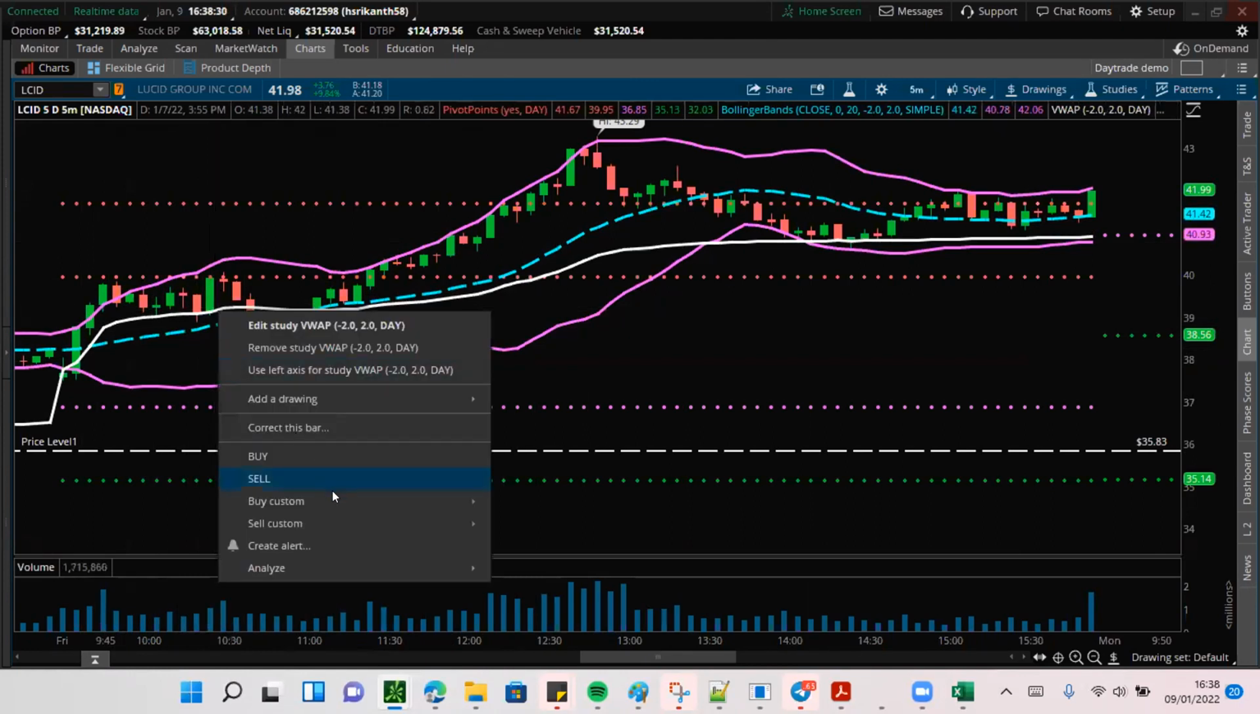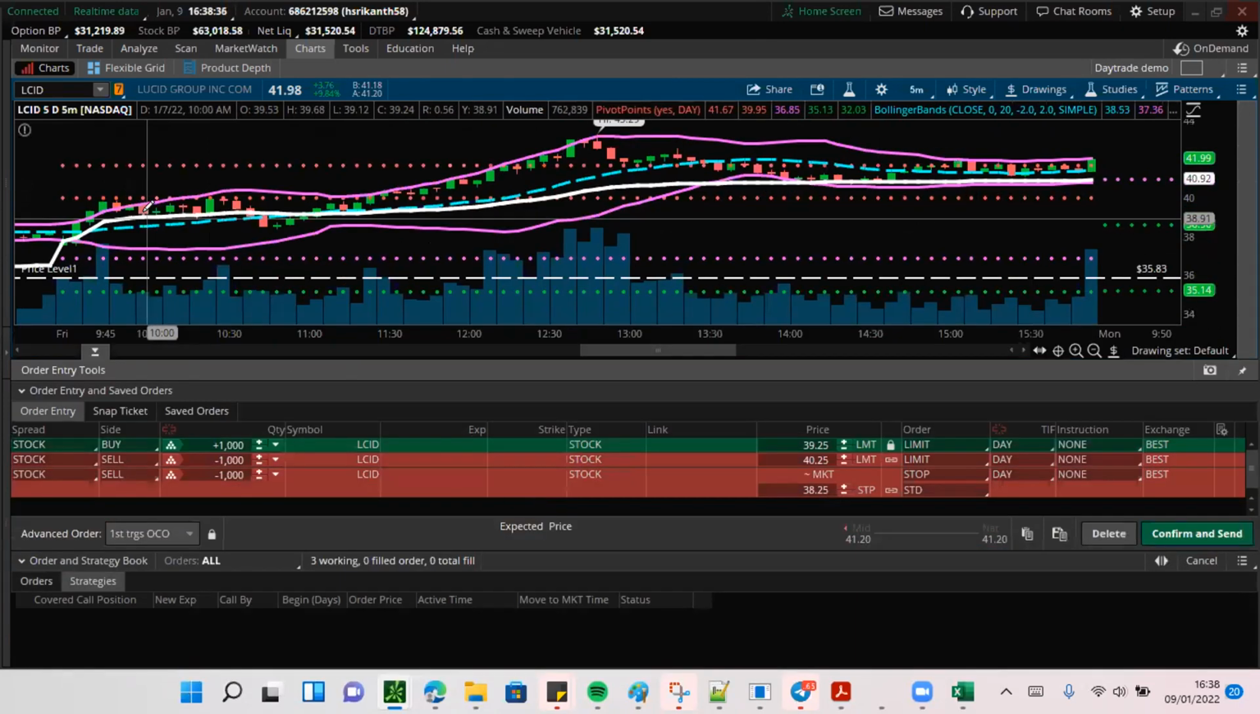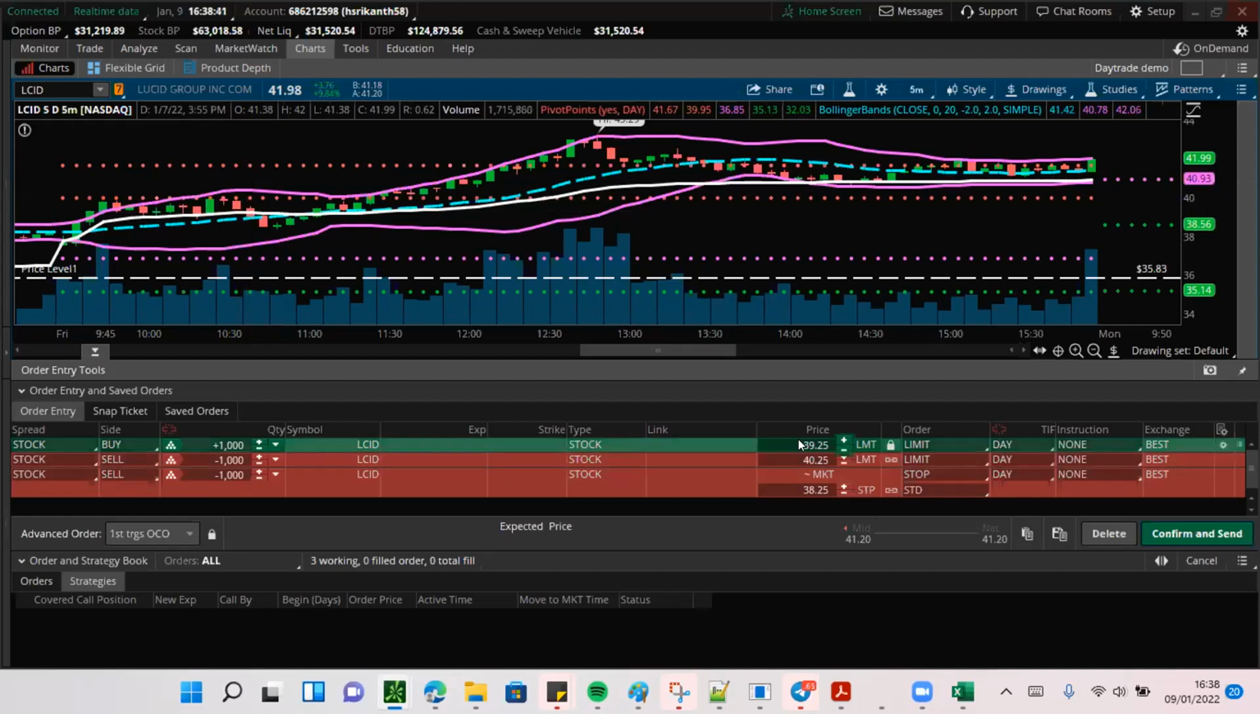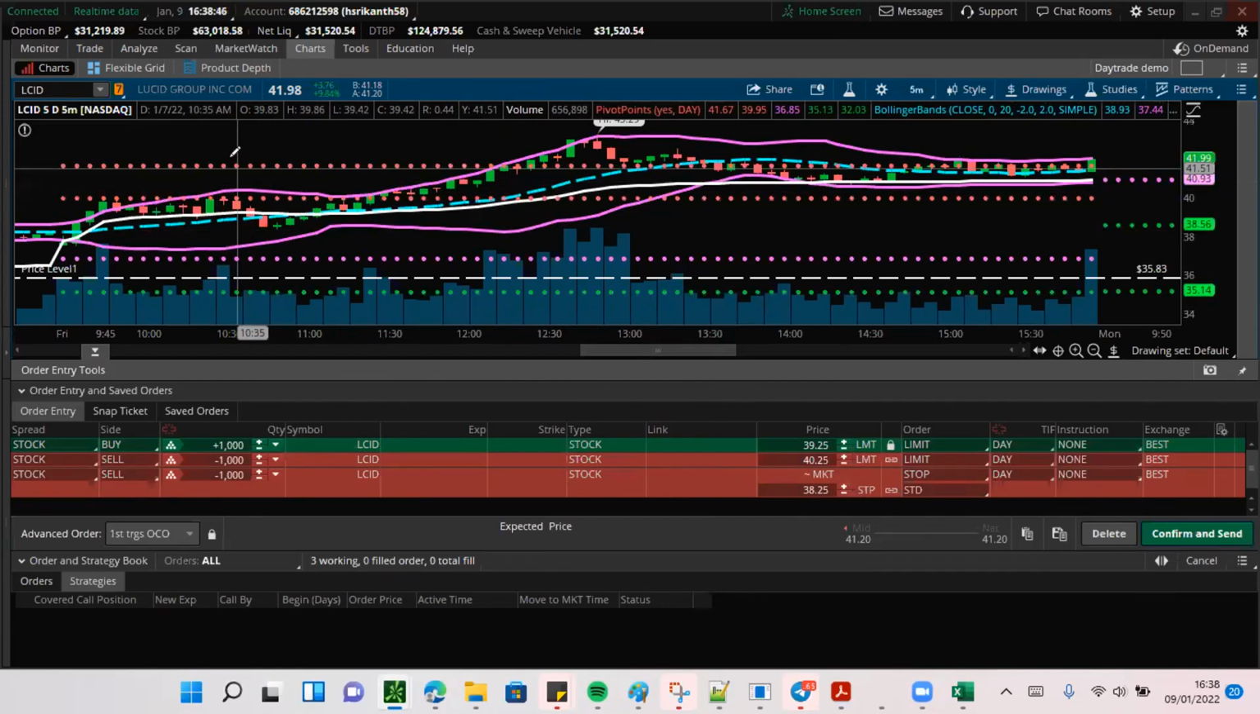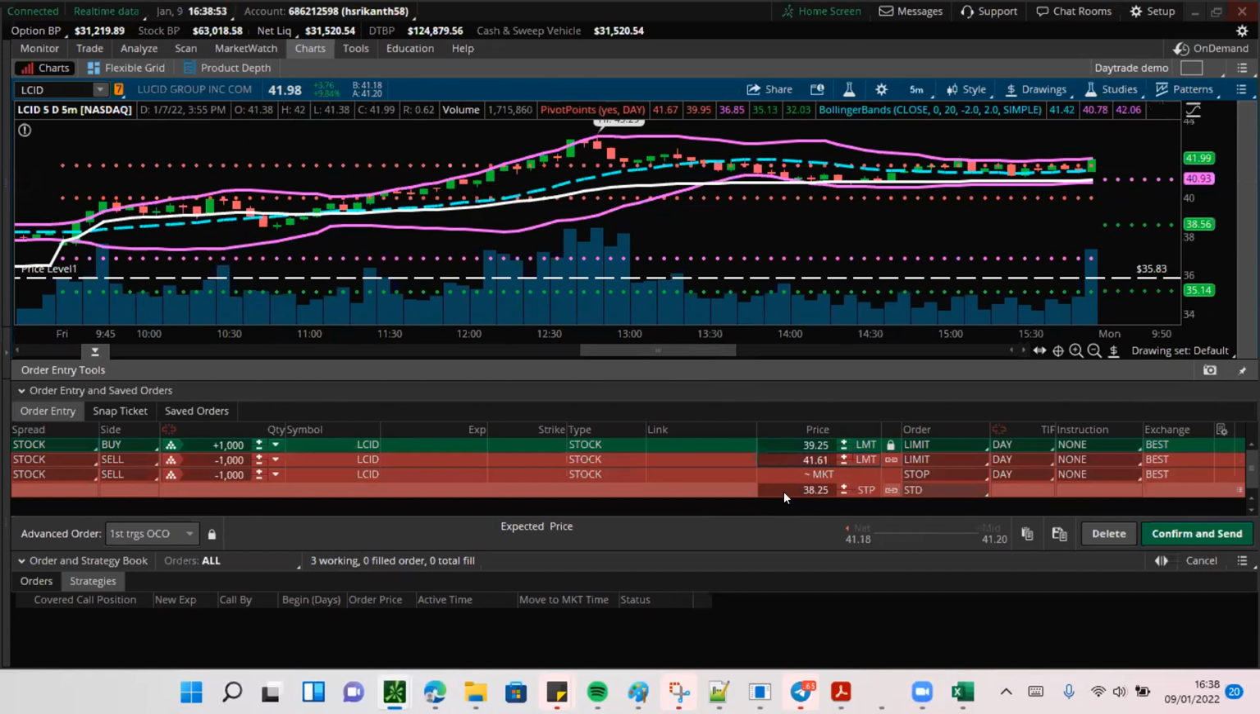Okay, so I'll set my OCO bracket order right here. You can see the levels, right? VWAP is 39.2. So I want to buy it at 39.25, and I want to sell it at the second pivot level, which may be around 41.61. Sometimes you can just consider 10%, or you can go with the pivot level so that you can continuously scalp it every day. And my support would be around 38.50.